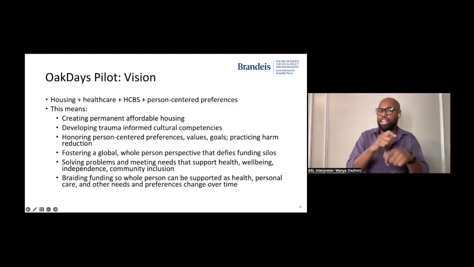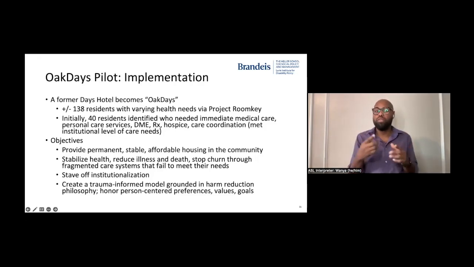So next slide, please. By the spring of 2020, a Days hotel had become Oak Days with about 138 residents with varying health needs. About 40 of them needed immediate medical care, personal care services, DME, prescriptions, hospice, care coordination, and more. In combination, these health and personal care needs meant that these 40 individuals met individual institutional level of care requirements for various Medicaid waiver programs. Oak Days leaders set out to stabilize their health and stop the cycling in and out of emergency departments. They also really primarily were doing everything they could to keep people out of institutions and in their own homes.